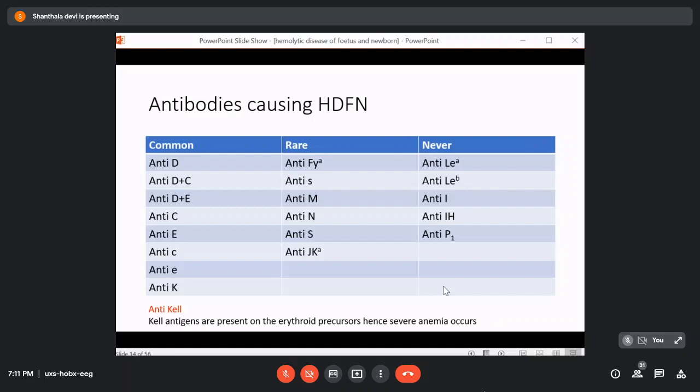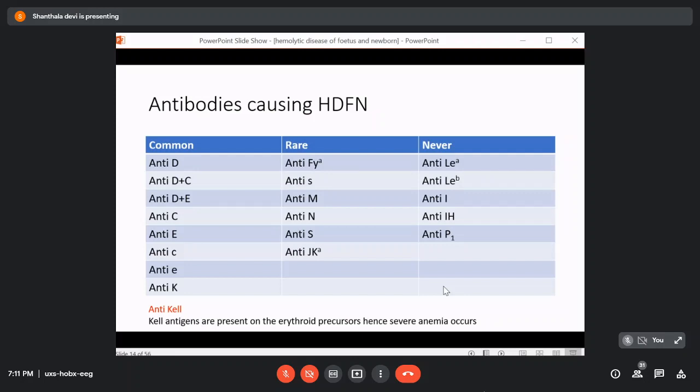The most common ones which can cause HDFN are anti-D and combinations of antibodies like anti-D with anti-capital C, anti-D with anti-capital E, the anti-capital C alone, anti-capital E alone, then anti-small c, anti-small e and anti-Kel.